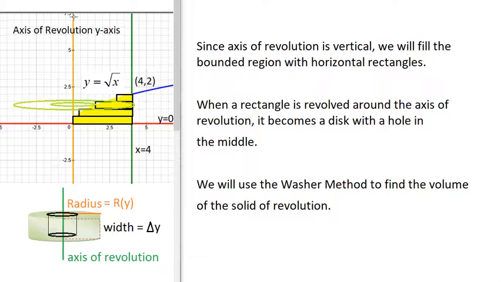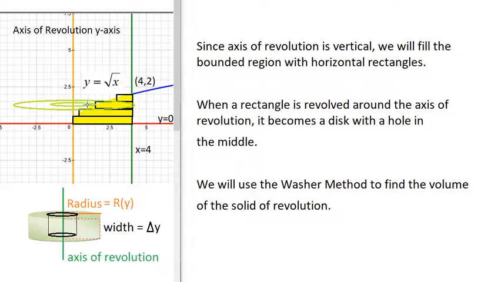Since the axis of revolution is vertical, this vertical line x equal to 0, we will fill our bounded region with horizontal rectangles. And then if we revolve each rectangle around the y-axis, then we get a disk. And we want to find the volume of each disk and then add the volumes of the disks together to get the volume of the solid of revolution.